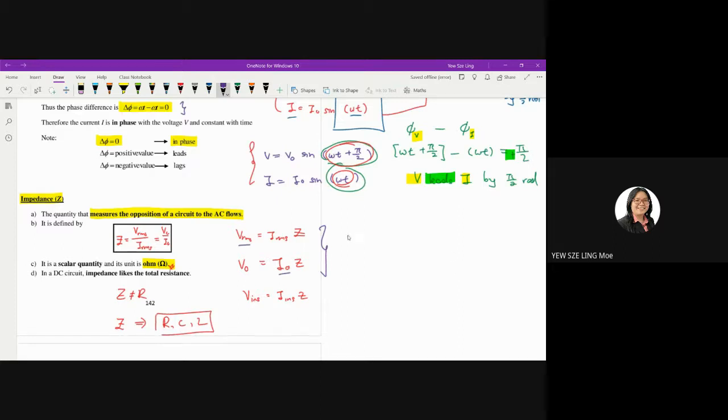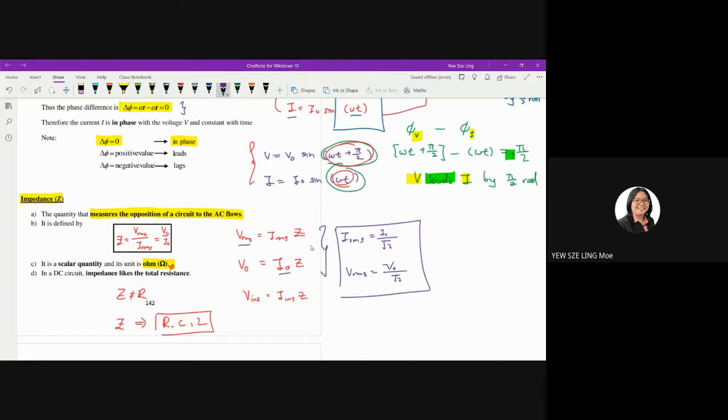Then you have to use the equation in a previous subtopic. I RMS equals I naught over square root 2. V RMS equals V naught over square root 2. Okay, you use these two relationships to change it, to play with the value until you obtain the values from the same family.